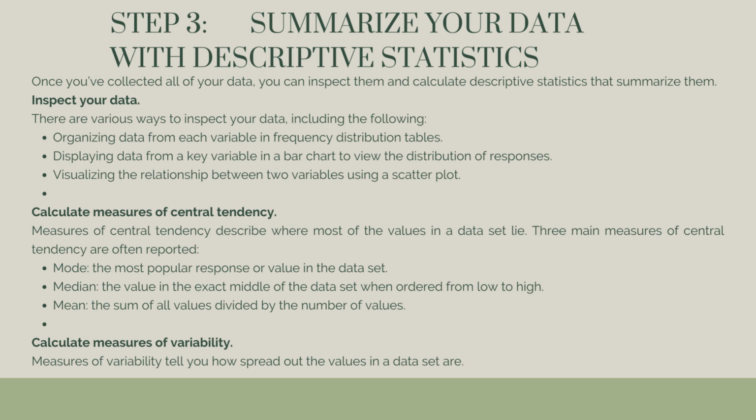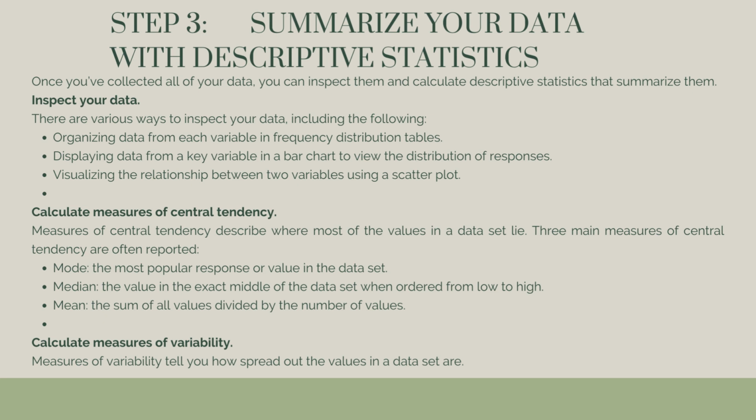Calculate measures of variability. Measures of variability tell you how spread out the values in a data set are. Four main measures of variability are often reported: range, the highest value minus the lowest value of the data set; interquartile range, the range of the middle half of the data set; standard deviation, the average distance between each value in your data set and the mean; variance, the square of the standard deviation.